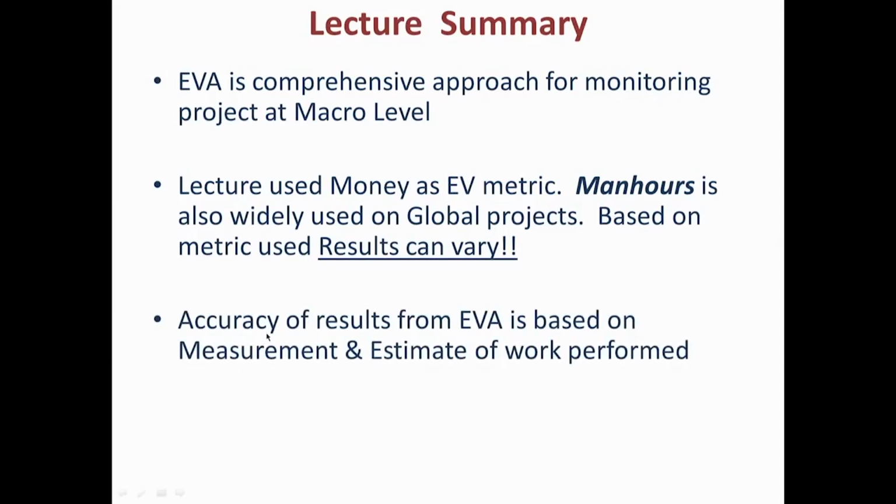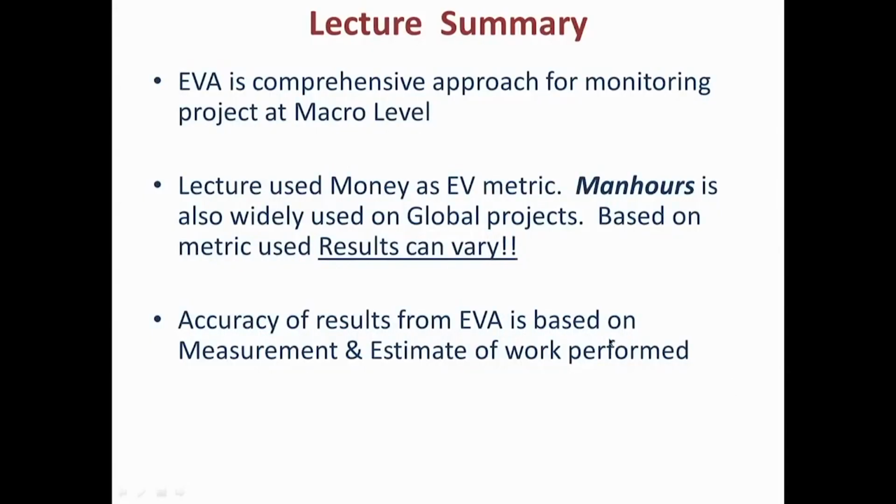Also, while EVA is a good comprehensive technique, the accuracy of results is based on the measurement of work performed. If I don't get my measurement of work performed correctly, obviously the project parameters will not indicate things right. And we discussed in the last lecture how sometimes this measurement is not as objective as we would like it to be. There are subjective elements. There can be estimates, there can be variations, and we should factor this in, so that the level at which we measure is accurate.